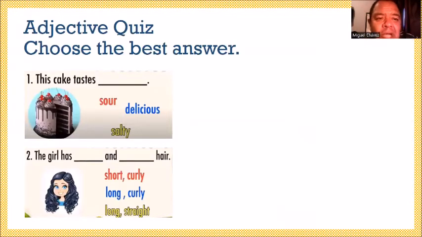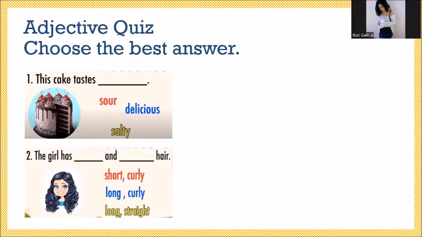Now we are going to check if we understand more or less the use of these adjectives to make comparisons of equality. Can you help me with the first exercise? Choose the best answer. As you can see, we have 3 alternatives. You have to choose the best to complete the sentence. A volunteer, please, to do the first one.